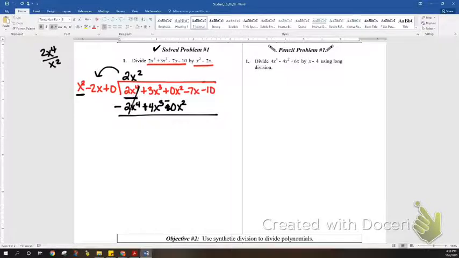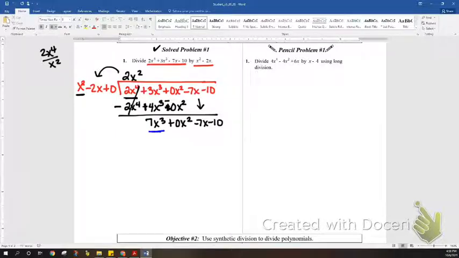Those cancel. 3x cubed plus 4x cubed is 7x cubed. And 0x squared minus 0x squared is still 0x squared. Still going to keep it in case I need it for a placeholder, okay? And then bring down the rest. So minus 7x minus 10. Then we're just going to keep repeating.